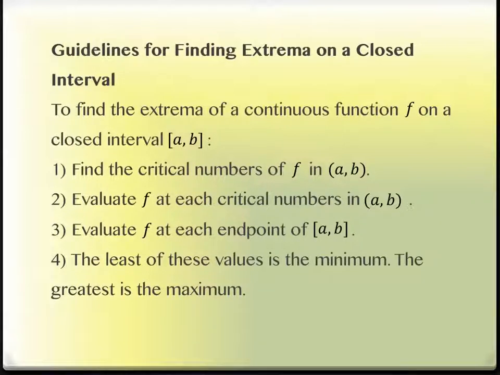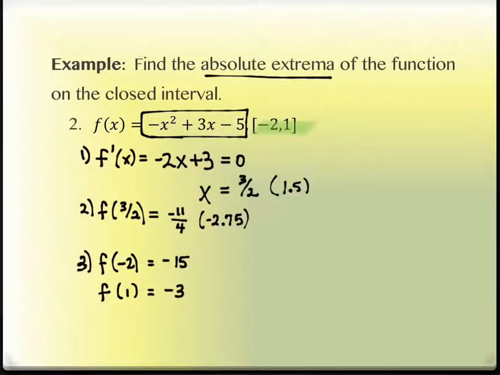Step 4 says the smallest or the least of these function values you just got will be your absolute minimum, and the greatest one will be your absolute maximum. So, looking at these 3, which one is the least? Yeah, f of negative 2, which is the negative 15. So when we're in step 4 is really like giving our answer. It's the interpretation. We have an absolute minimum of negative 15, and it happens at x equals negative 2. Right? That's the smallest value. Which one's our biggest value?